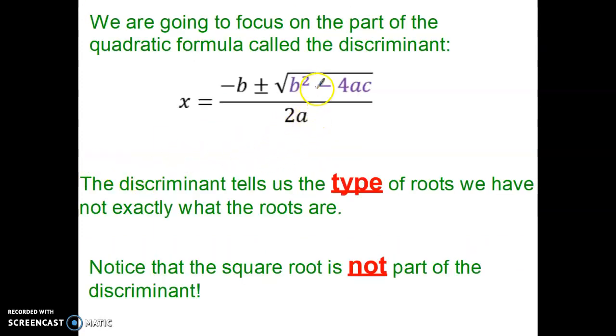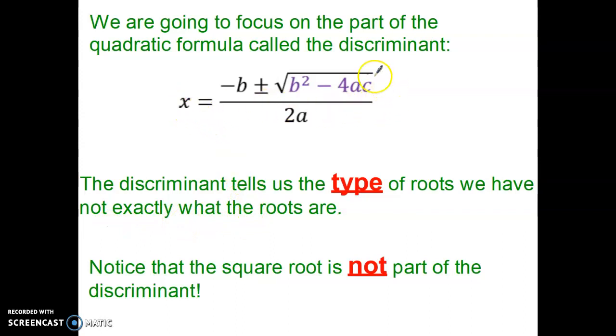What we're going to focus on today is this purple part of the quadratic formula right here. This is called the discriminant. Write that on your paper. This is the discriminant, b squared minus 4ac. The discriminant tells us the type of root that we have. It does not tell us exactly what the roots are.